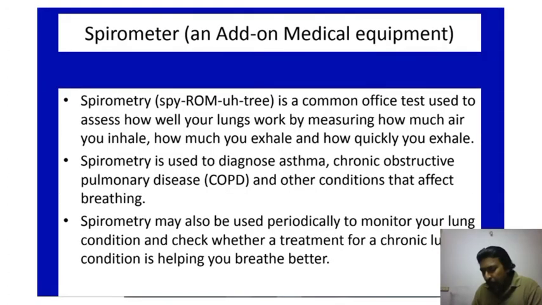Spirometer is a very popular device which is repeatedly used for measuring how effectively the lung is functioning. It tells you how effectively the lung is inhaling the air, how effectively the lung is exhaling the air, and also how quickly our lungs exhale the air, right? And spirometers are repeatedly used for diagnosing asthma and COPD, which we call chronic obstructive pulmonary disease, and other conditions that affect the functioning of the lungs as well as the breathing. Spirometers may also be periodically used to monitor your lung condition.